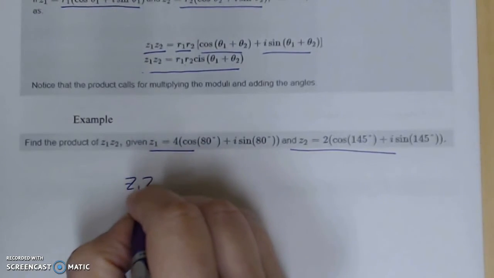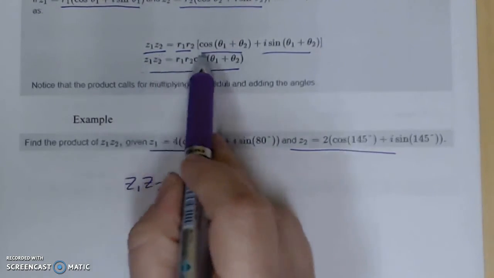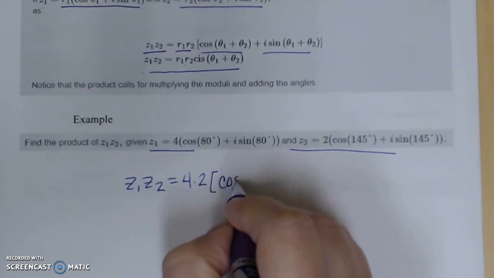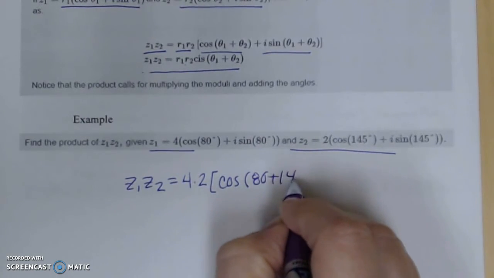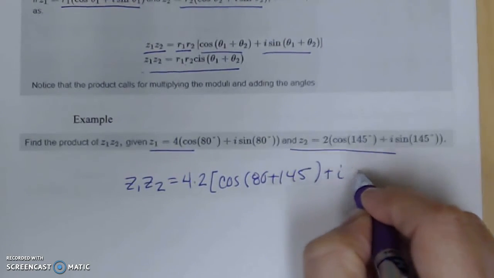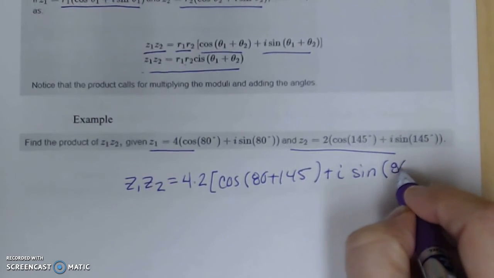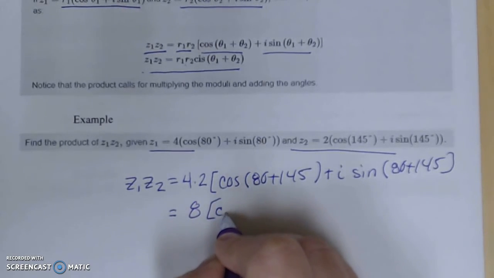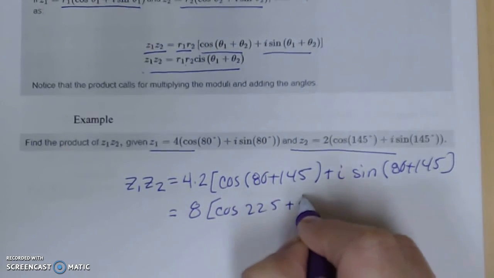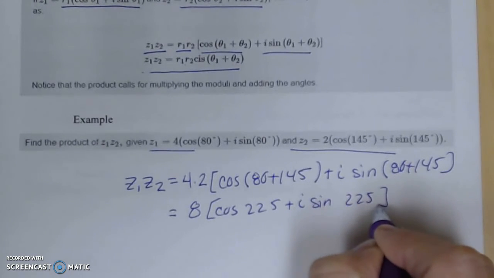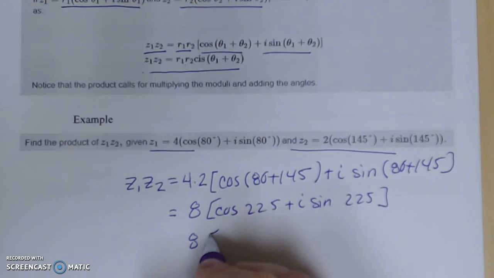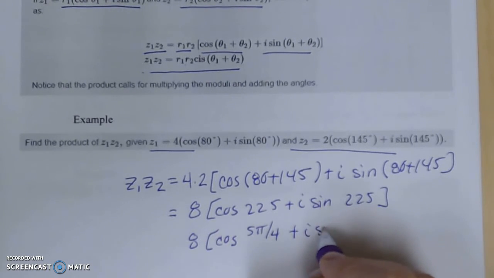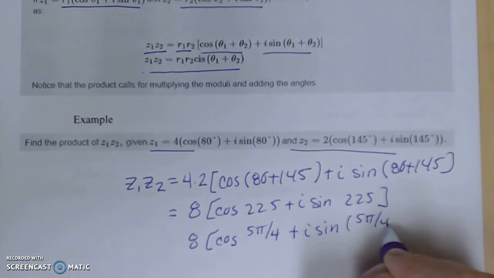So I'm going to work through this. To do z1 z2, I'm going to use this formula here. That means I would have 4 times 2 cosine of, add the angles, add the angles. I can reduce this down. That gives me 8 cosine of 225 plus i sine of 225. If you want to consider this in radians, maybe that's more beneficial. That would be 5 pi over 4, i sine of 5 pi over 4.